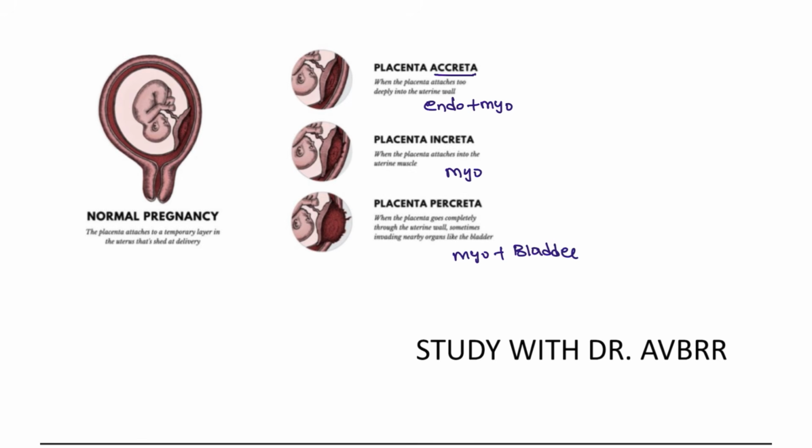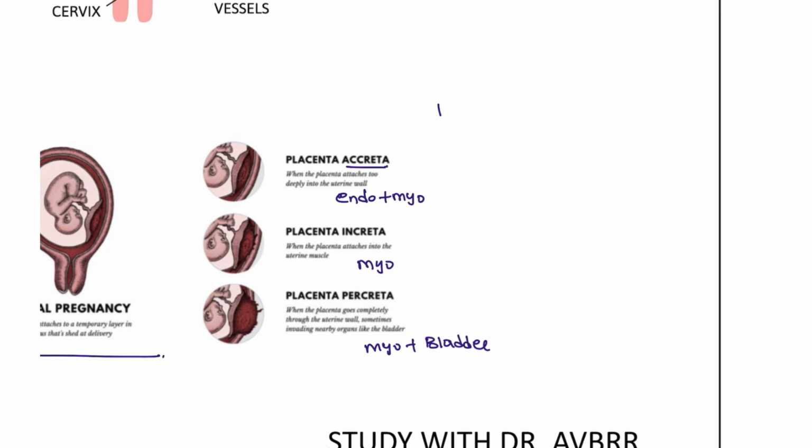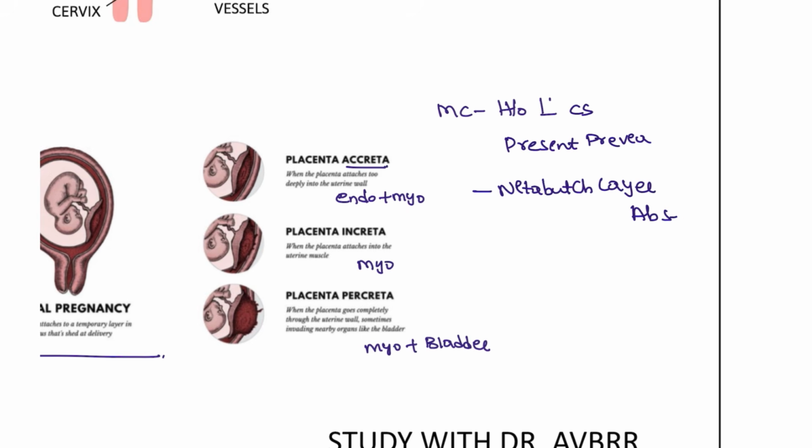What is the cause in this patient? The most common risk factor is a history of LSCS and then present pregnancy with previa. And the cause is that there is a Nitabuch layer present in the placenta, and this is absent in patients with percreta. The treatment of choice for this patient is LSCS. And if the patient has a complete family, then we can go for hysterectomy.